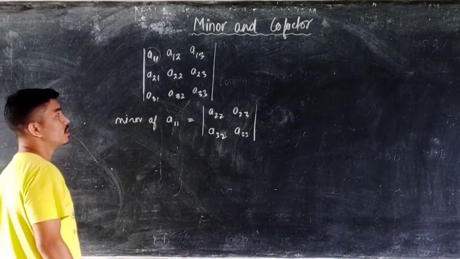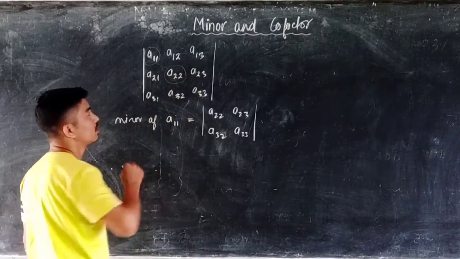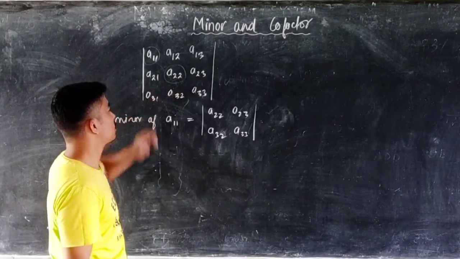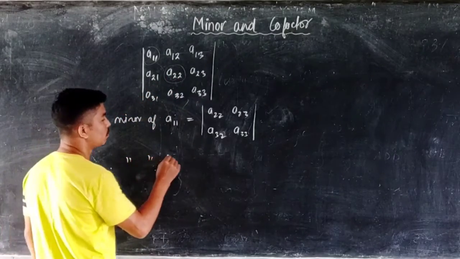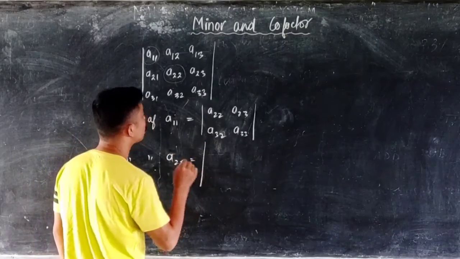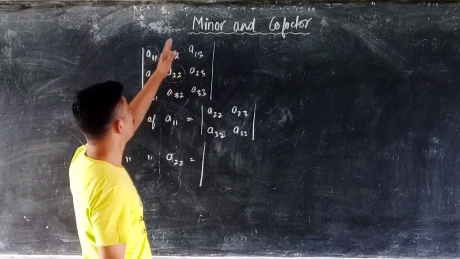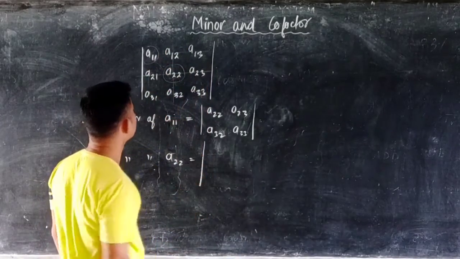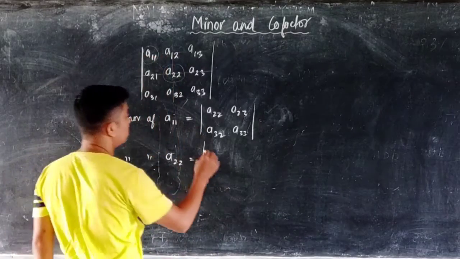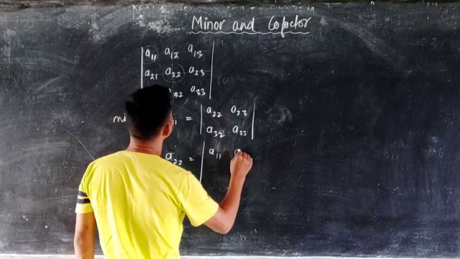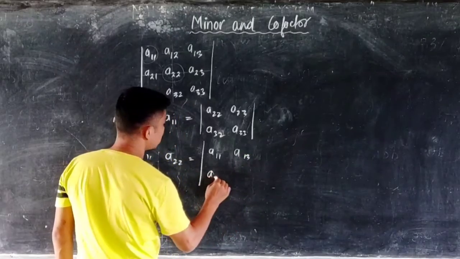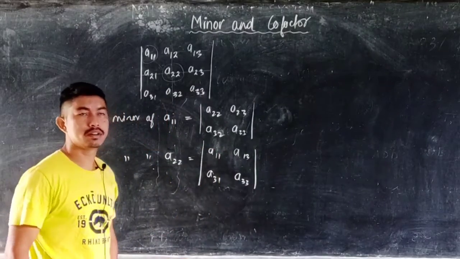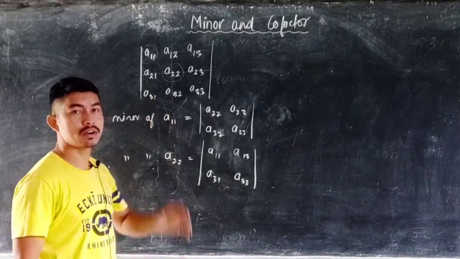Similarly, if you are asked to find the minor of the central element, that is the element that belongs to the second row and the second column, the minor of A22 is obtained simply by eliminating the second row and the second column. What is left in the determinant? The four elements at the four corners: A11, A13, A31 and finally A33. That is how we calculate the minor of the given element of a determinant.